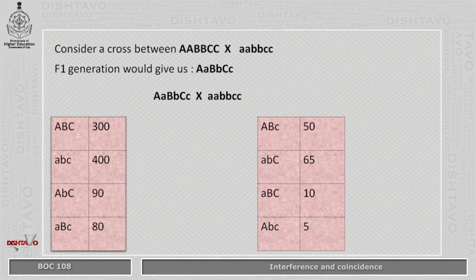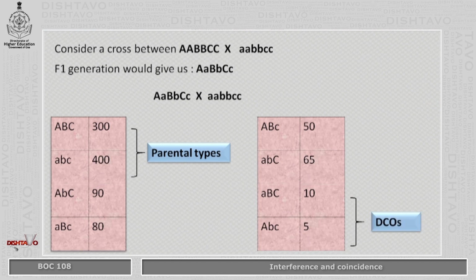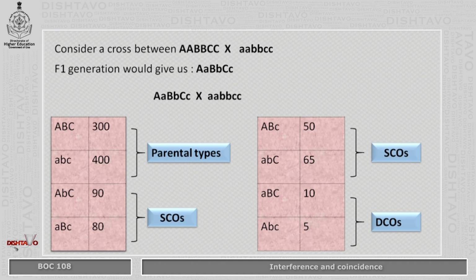Let us now denote the parental types, the double crossovers and the single crossovers. Notice the most abundant values, that is 300 and 400. These two are the parental types. Now notice the least values in the observation table, that is 10 and 5. These are the double crossover types. The intermediate ones, that is 90 and 80, and on the other hand, 50 and 65, are single crossover types.